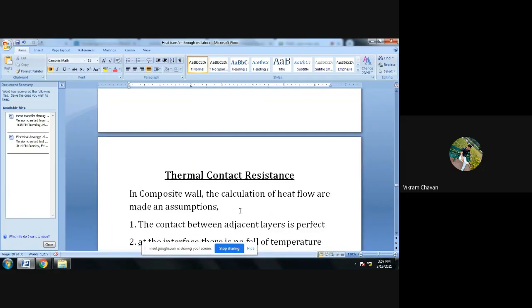Now today in this lecture we are trying to understand thermal contact resistance, an important terminology, and the second terminology is the overall heat transfer coefficient. These two terminologies we are trying to understand in this lecture, which are related to the composite wall only.